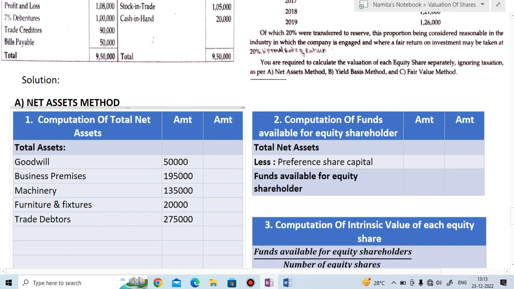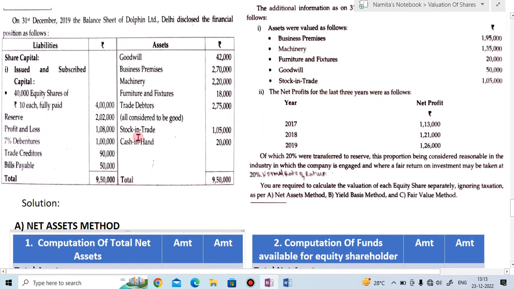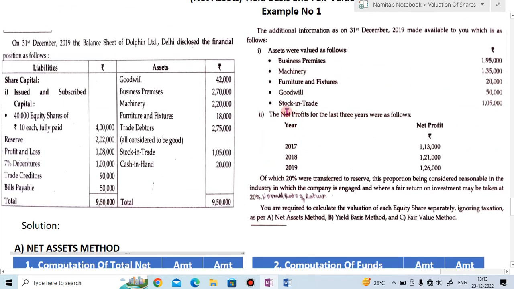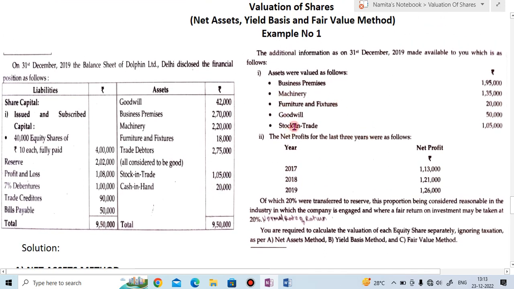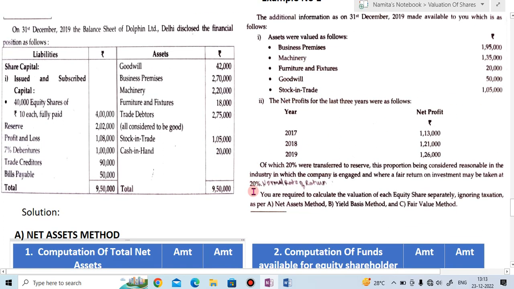After trade debtors, next is stock in trade. Stock in trade, book value is 1,05,000. Even the value which is revalued is the same, as with the trade debtors. 1,05,000.